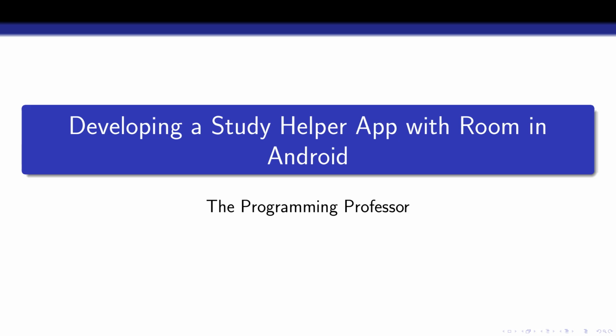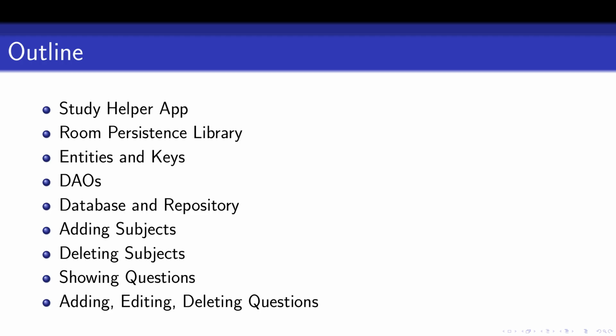Developing a study helper app with Room in Android by the Programming Professor. Here's what we'll cover in this video. We'll begin with a quick overview of the Study Helper app, and then look at how Room simplifies database management. We'll explore how to define entities and set up primary and foreign keys. Then, we'll move on to DAOs and the database repository. Finally, we'll walk through how to add and delete subjects and manage questions, including adding, editing, and deleting them.